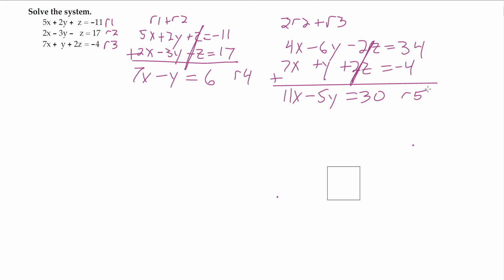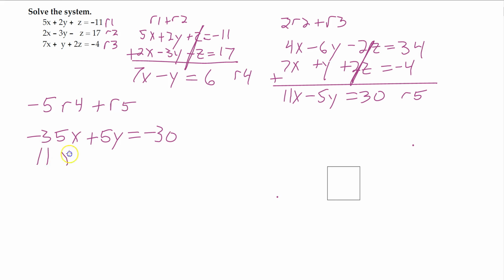All right, we're doing great. We are down to 2 equations with x's and y's. Now, in taking a look at these 2 equations, we need to eliminate something out of these 2 equations. I see a y, a minus y, and a minus 5y. So if I were to do minus 5 times the row 4 and plus the row 5, look what would happen. So first off, let's distribute the minus 5 through row 4. That gives us negative 35x plus 5y equals negative 30. Make sure you're distributing the negative 5 all the way through. And plus row 5, so row 5 is not changed, 11x minus 5y equals 30.